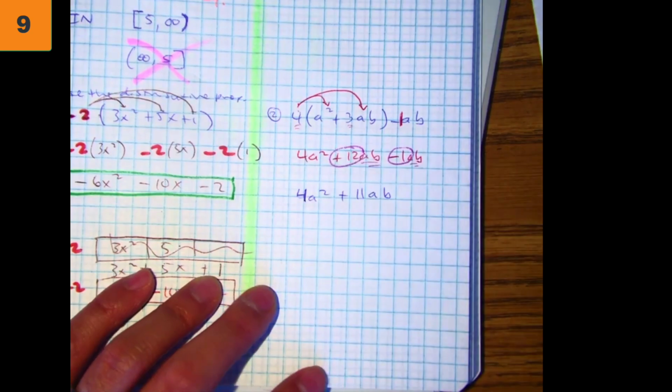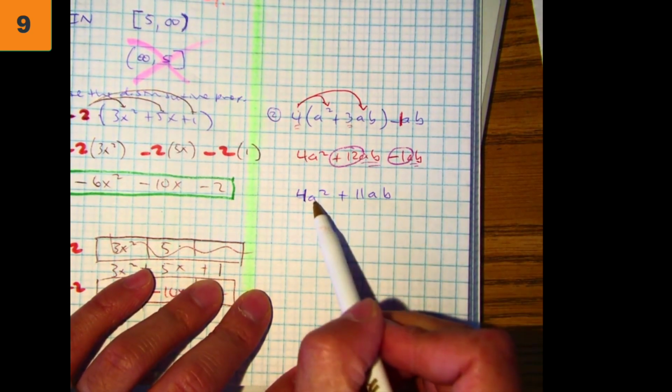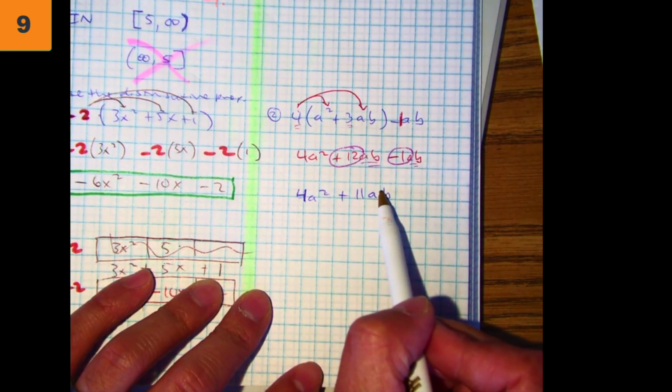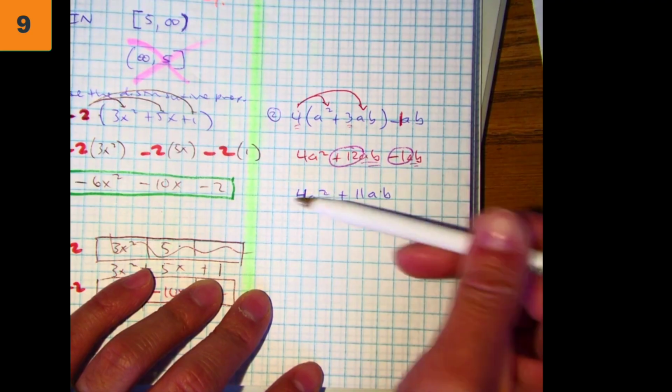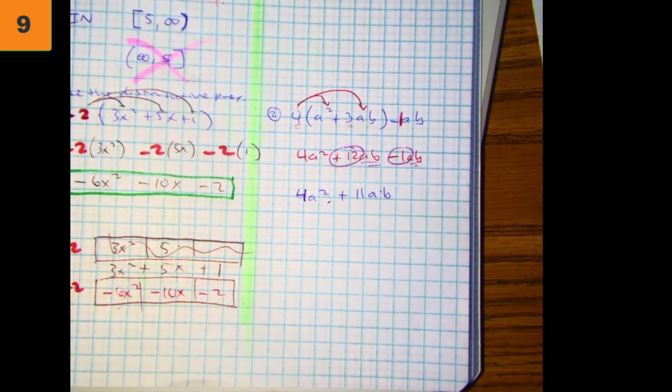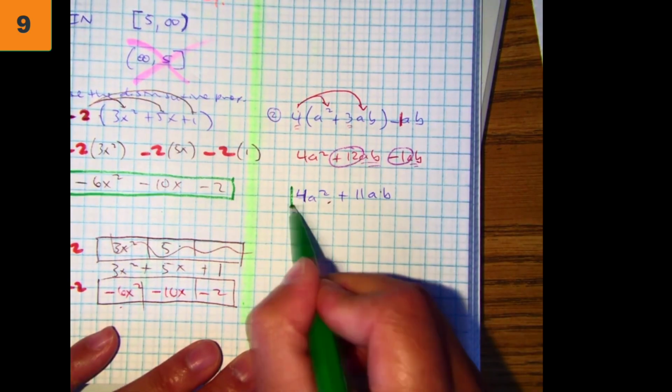When you have two variables, notice here it's in descending order by the a value. A squared, a to the first. Okay. Then the b's, they go the other direction. So this would be b to the first, this would be b to the 0. And that's our answer.